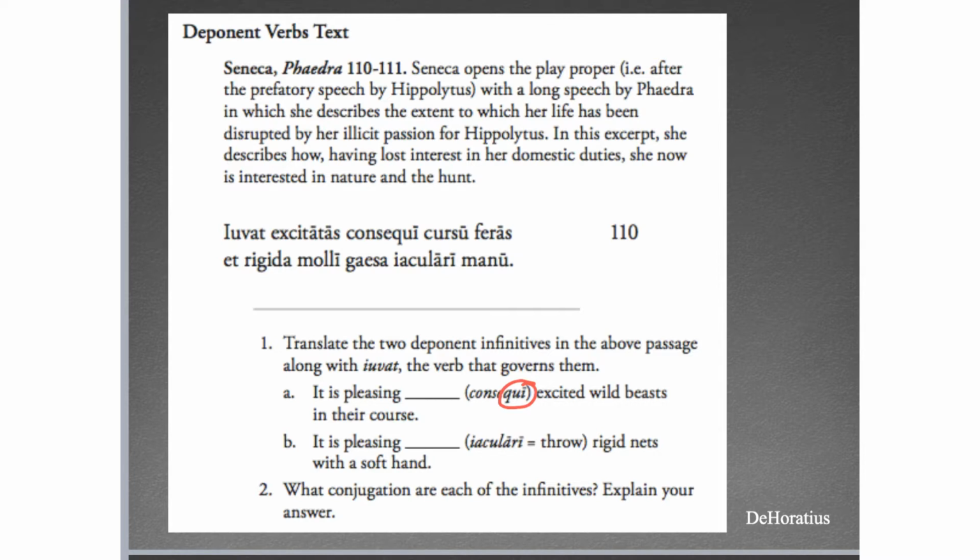And then identify the conjugations. You're going to do that the same way, just by identifying the infinitives. Even though they're passive infinitives, you can still identify them. So for instance, iaculari, even though it's a passive infinitive, still has that A, which makes it the first conjugation.